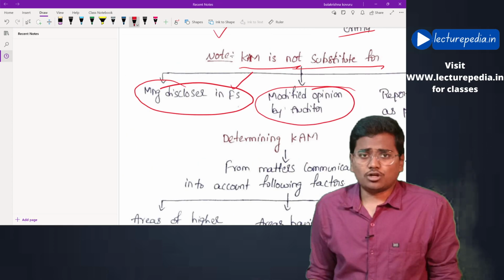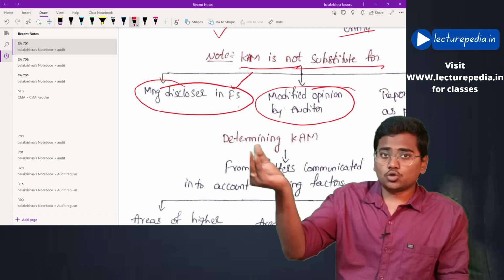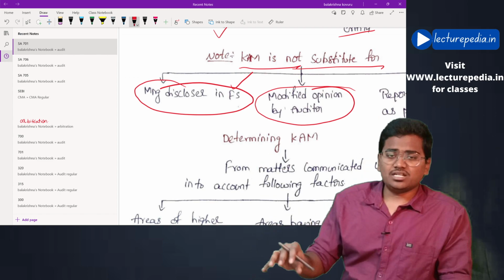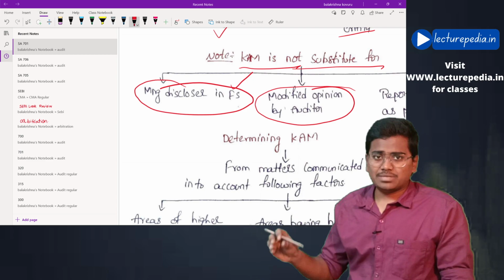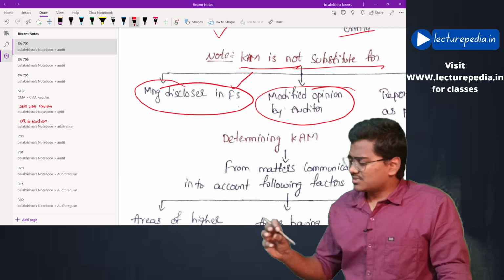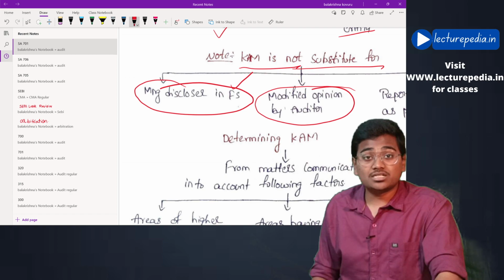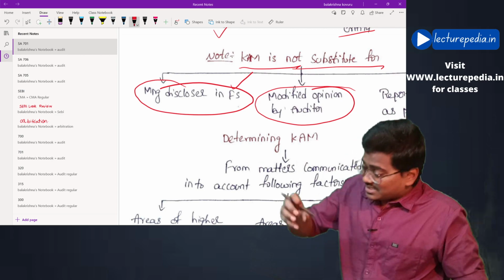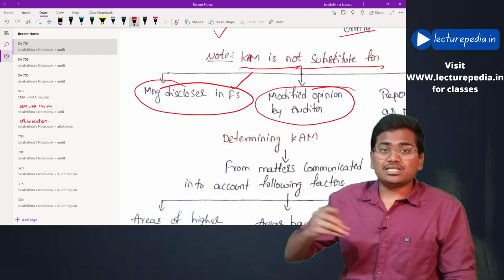The auditor should not think: I have communicated certain matters to those charged with governance, and of these matters there are certain matters which, as per my professional judgment, are significant for the current period audit, but some of them are already disclosed by management in the financial statements. Even though management has disclosed these matters in the financial statements, if the auditor feels that these matters are significant for the current period audit, he must communicate them as key audit matters.